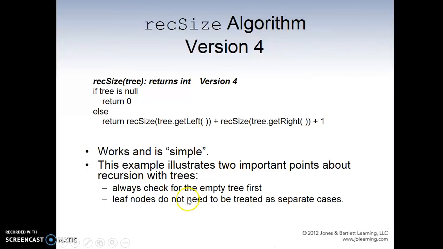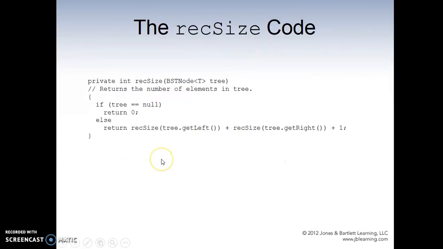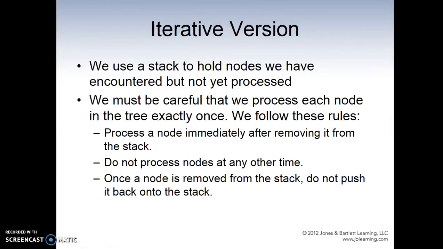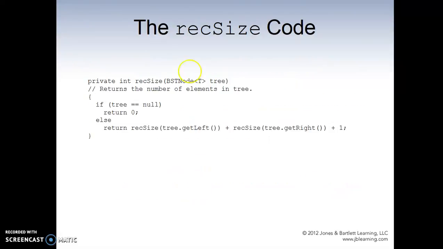Always, first thing, check for the empty tree first. And leaf nodes do not need to be treated as separate cases. It could be just one. Then we start to implement it in Java. Recursive size. So that is the recursive version.